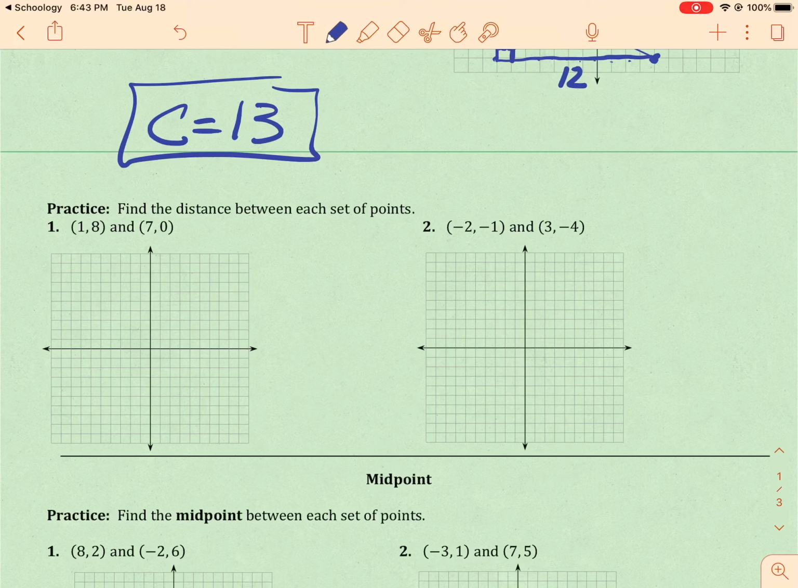Go ahead and practice with number 1 and 2. Just take a couple of minutes for each of them and pause me to check the answers.